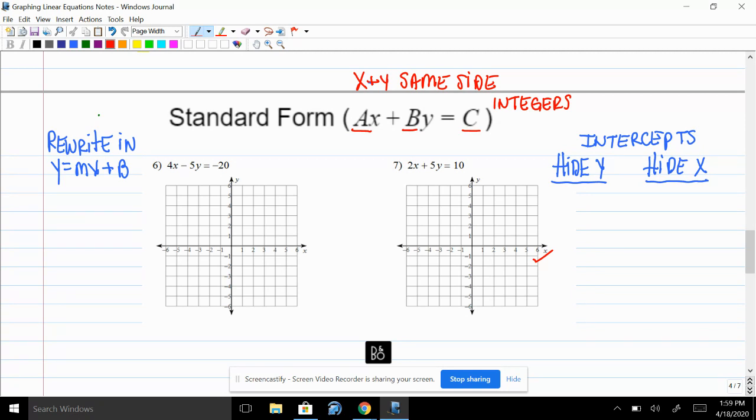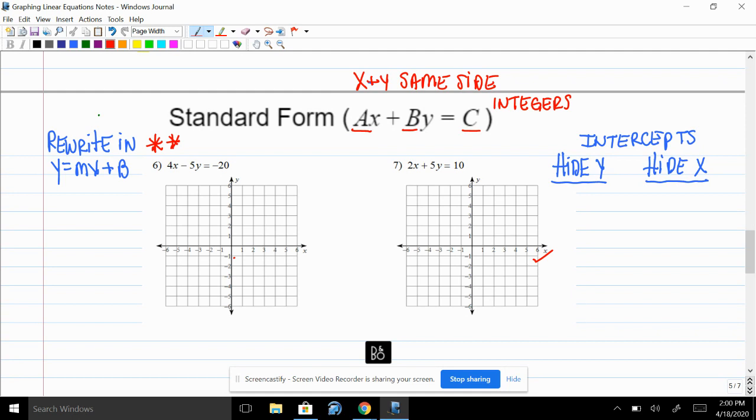I'm going to show you two different ways to do these. You're going to pick the way that you're most comfortable with. I'm going to tell you right now, it's probably in your best interest to learn it this way, which is going to be rewrite in y equals mx plus b, just because this way works every single time. The way I'm going to show you over here, number 7, which is called hide the y, hide the x, basically is going to help us find the intercepts. It's not always going to be nice and neat for us over here. So this is your best bet. But like I said, you go with what you're most comfortable with.